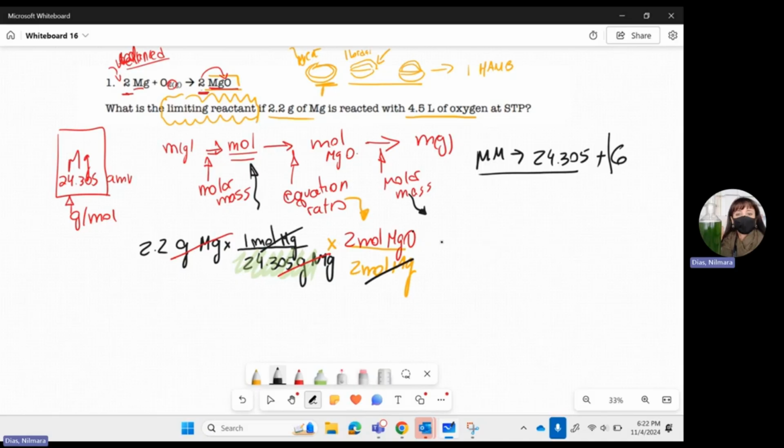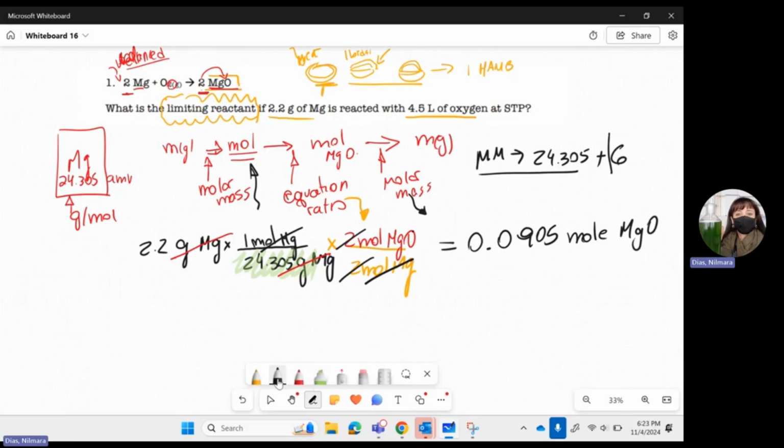Let's go. If I do the math over here with 2.2, I'm going to cancel this with this. So we have 2.2 divided by 24.305, and this is going to give me close to 0.1. So I have 0.0905 moles of magnesium oxide.